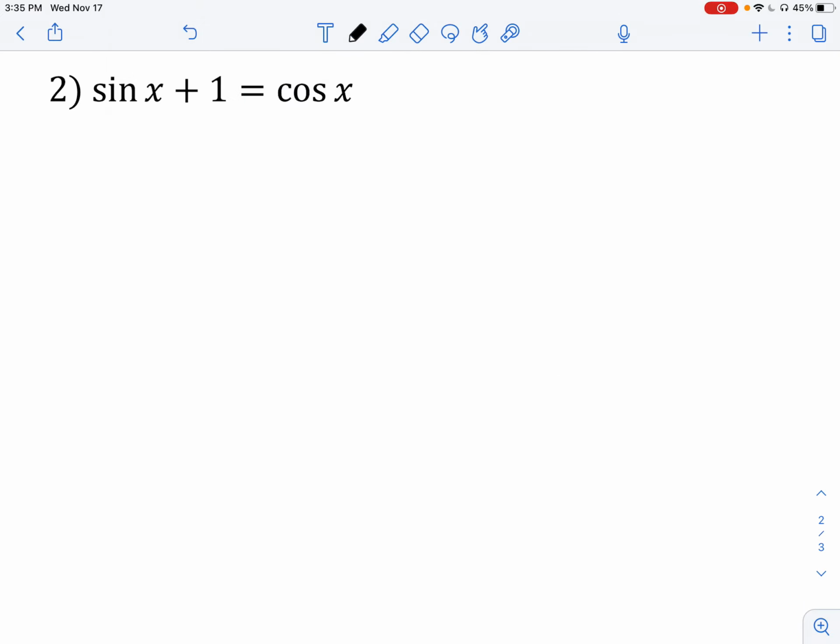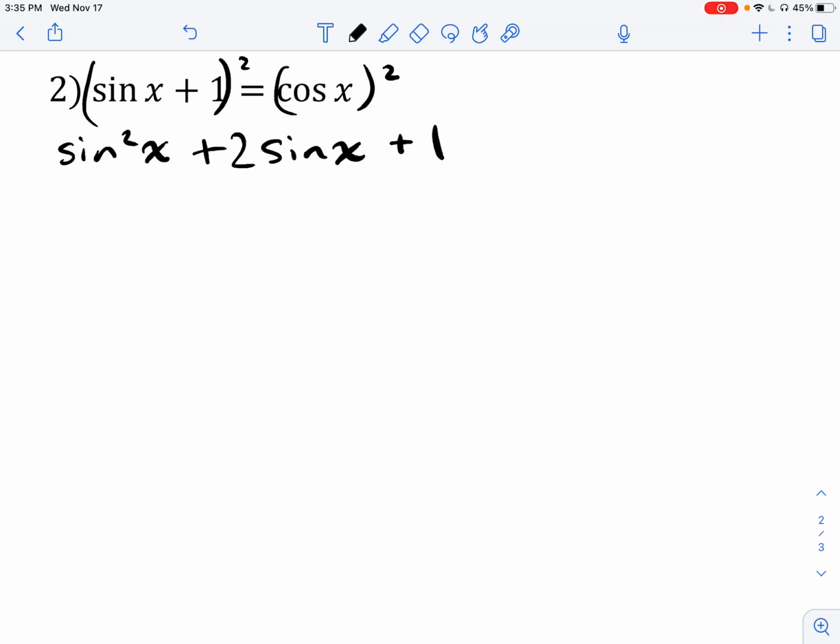If you've had a chance to work through it, you'll see that we really can't do much. We can't use any identities. We can't combine any like terms. But what we can do is square both sides. And what this allows me to do is to express everything in terms of sine. Well, how so? Well, the left side, if I expand it all out, becomes this. The right side, cosine squared x, well, we know that cosine squared x is equivalent to 1 minus sine squared x.